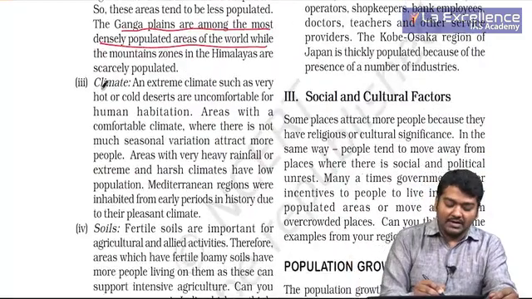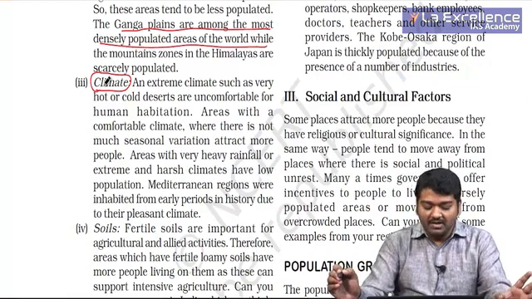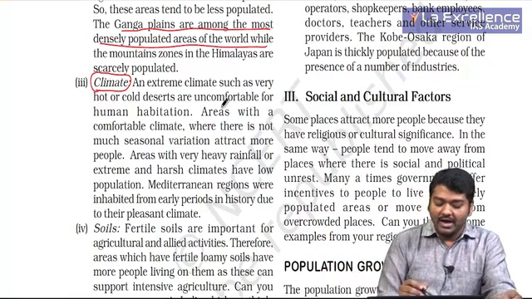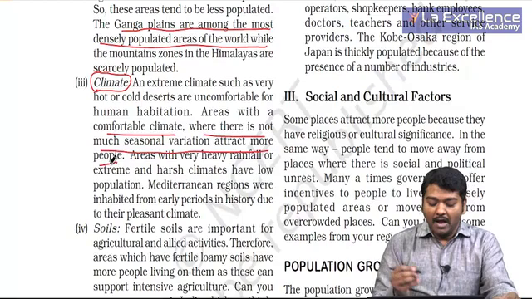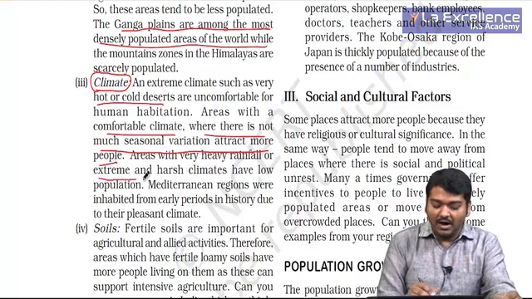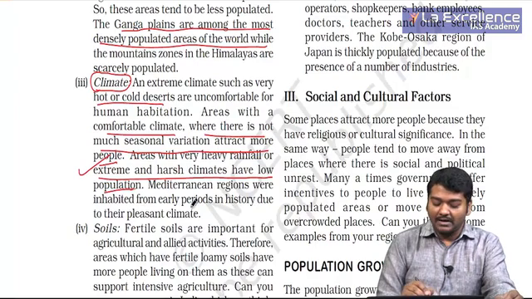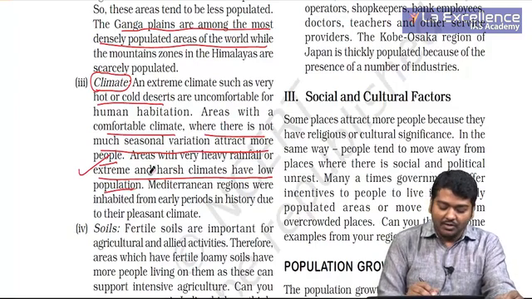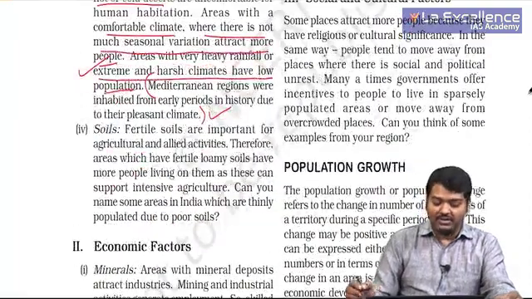And then we need to look at the climate. Climate plays a very important role because extreme climates will usually be avoided. Areas with a comfortable climate, where there is not much seasonal variation, attract more people. But when you have extremes like hot or cold deserts, and harsh climatic conditions, usually people will be less. Mediterranean regions were inhabited from early periods in history mainly due to the pleasant climatic condition. That is, we are talking about the European condition.